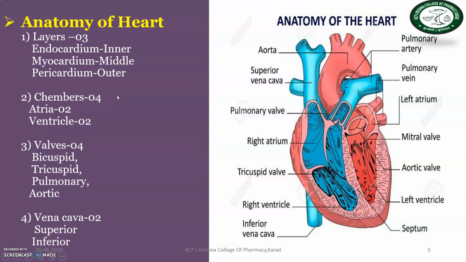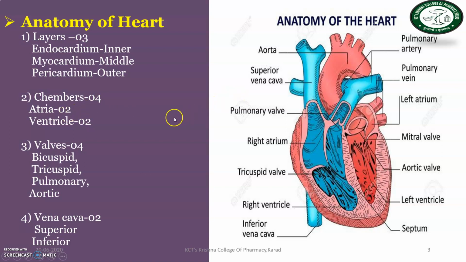Number one is the endocardium, which is the inner portion of the heart. Second is the myocardium. Myo indicates the middle layer of the heart. And number three is the pericardium, which is the outermost layer of the heart. Then very important is the chamber of the heart. The heart is divided into four chambers.